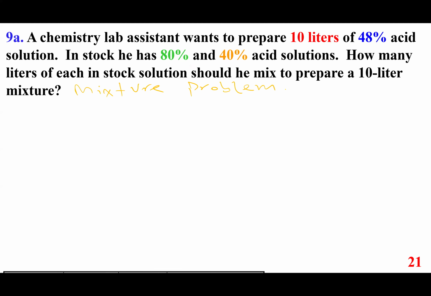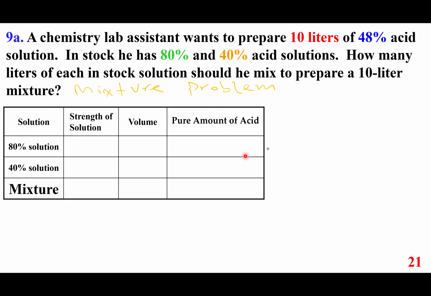mixture problem. So in the case of an application, always come up with some sort of a table. If it's a mixture problem, if it's a motion problem, a table helps. So the solution here: strength of solution, volume, pure amount, 80% and 40%. The ones that we are mixing are 80% and 40%, okay? And the mixture is 48%. You can leave it as 80% or note the strength simply becomes 0.8. And this one, 40%, can leave it or 0.4. And this one is obviously 48% or 0.48.